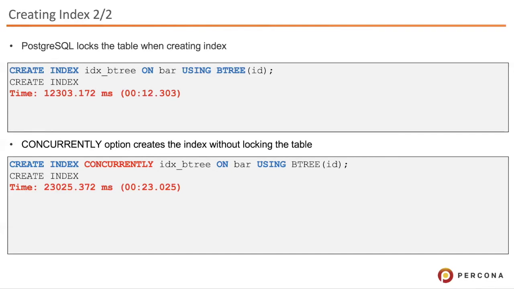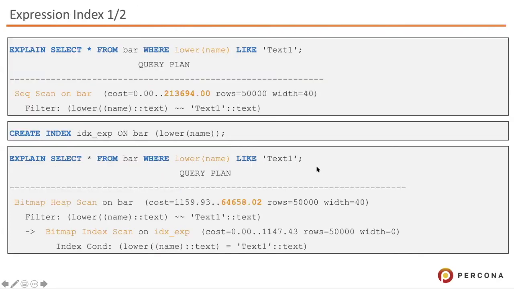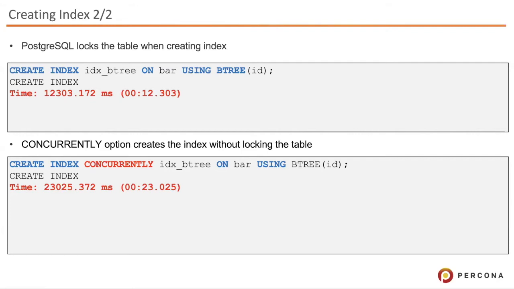So Postgres came with a new idea to create an index concurrently. That means when you create an index, your table will not be locked. So you can update and insert in that table while in another session you are creating an index on it. So here is the query. I have run a create index on bar, forget about the using B-tree. So it created the index. Time is 12303 milliseconds, 12 seconds. In the second query, I have run create index concurrently idx on bar using B-tree, forget about that, create index.